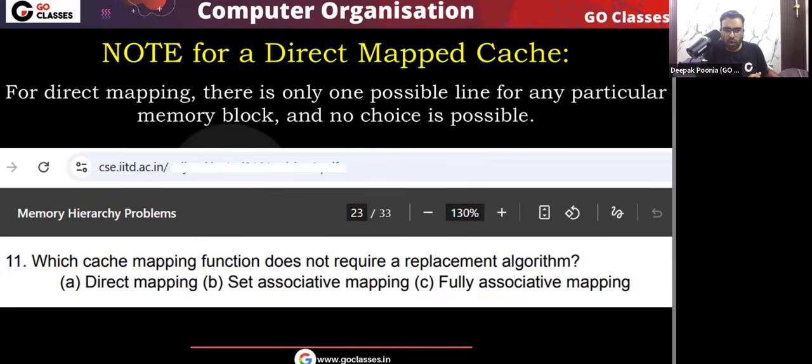We don't need any block replacement algorithm like FIFO or LRU. You can solve this GATE, you can see this IIT Delhi question: which cache mapping function does not require a replacement algorithm? So the answer will be direct mapping. Direct mapped cache does not need any block replacement algorithm. Very simple.